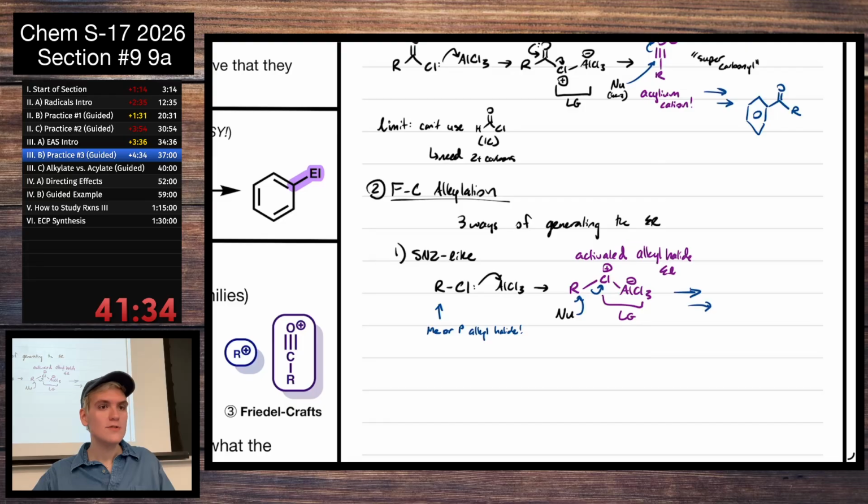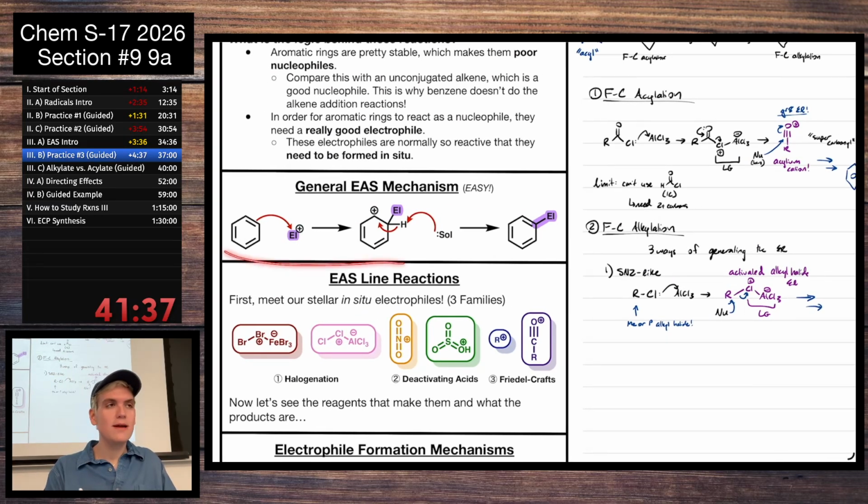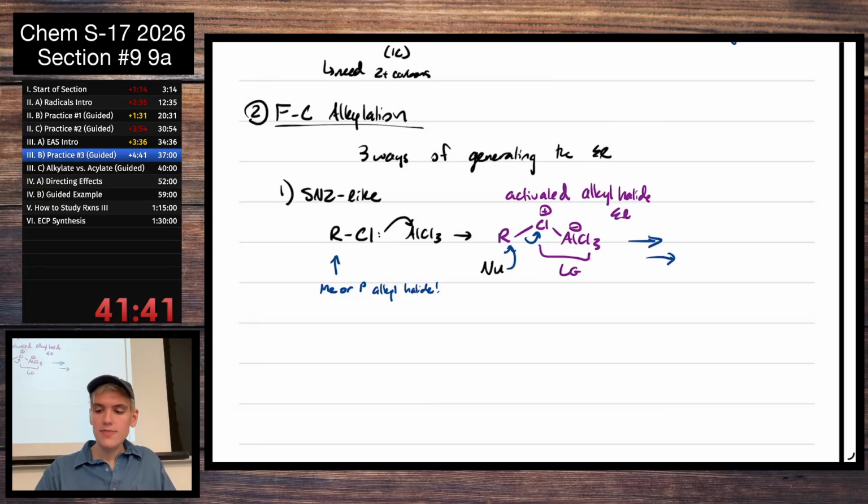Once we have our good electrophile, it's the same EAS reaction every time. And so just to save some steps in time. And this will allow us to put our R group on the benzene. So again, this is for methyl or primary alkyl halides.